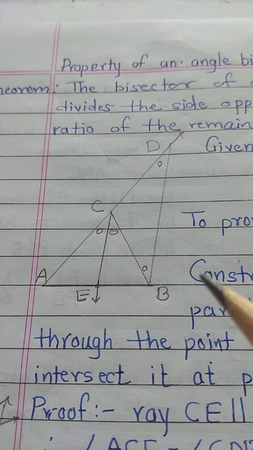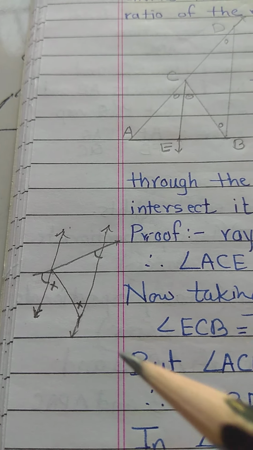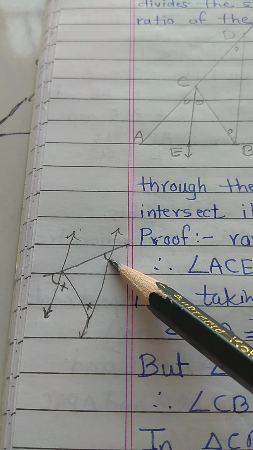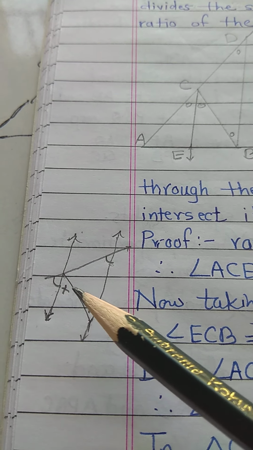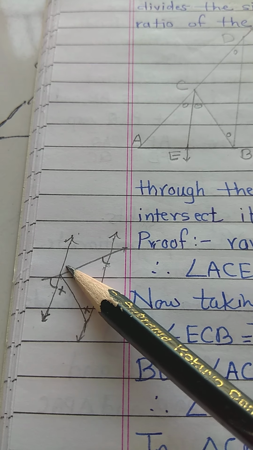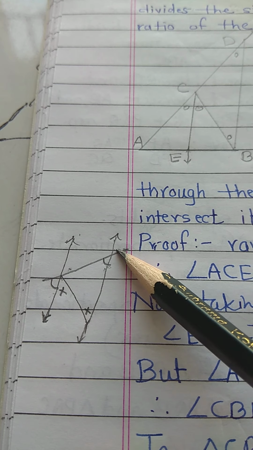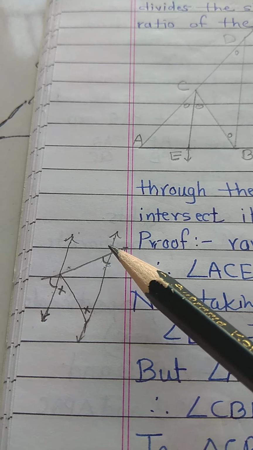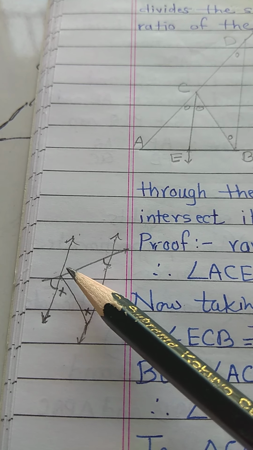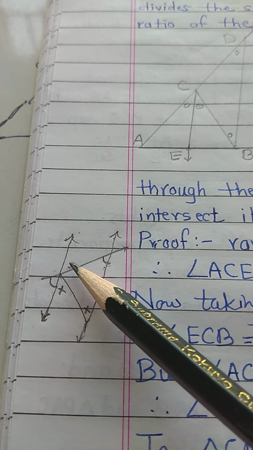If you are not understanding what corresponding angles are, then see this. These two are corresponding angles. These two are alternate angles. Similarly, here also these two are corresponding angles. These two are also corresponding angles. Here also, these are corresponding angles. Here, this and this are alternate angles.